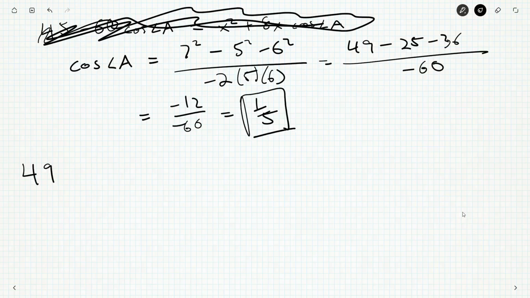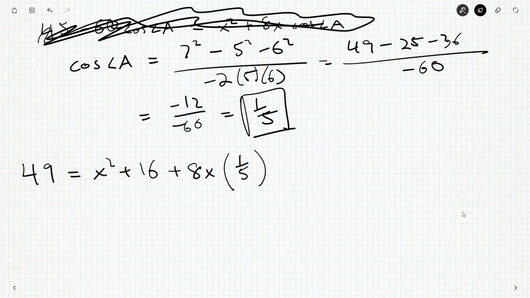And then we were told, well, we weren't told, we found out, 49 is x squared plus 4 squared, so that's 16, plus 8x, and now we know cos A, so that'd be 1/5. I was kind of hoping the 5 and the 8 might have canceled out, but obviously they don't. So let's multiply everything by 5. We'll get 245, I think, here. 5x squared plus 80 plus 8x.